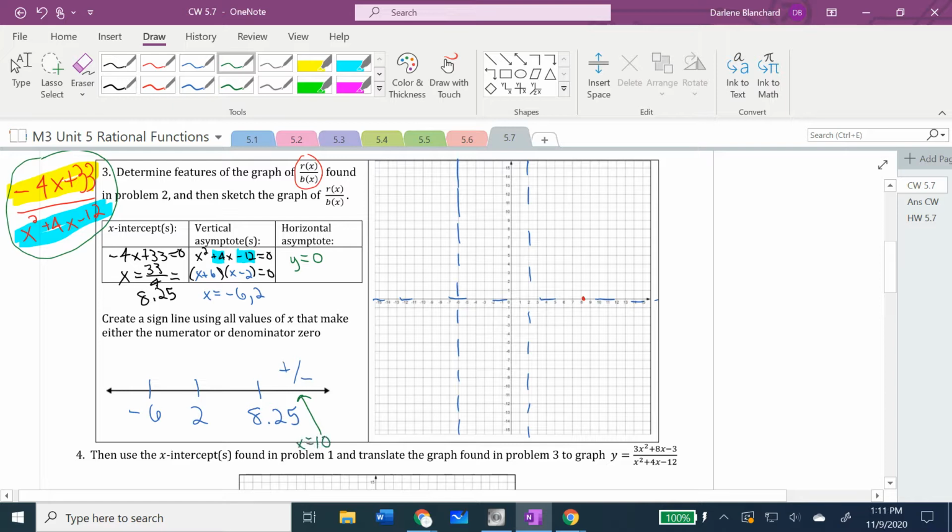And this is my testing number. It's going to be easiest if I plug it into a factored form of my fraction. So my fraction over here, the numerator can't be factored, but the denominator is factored, and we saw what it was factored to.